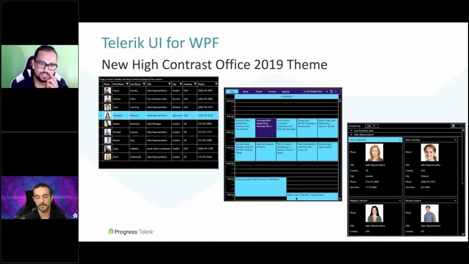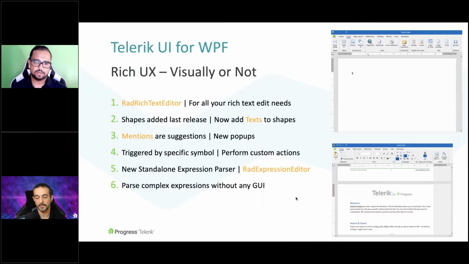This is new. We did a couple of different Office themes the last few releases, but again, if you have accessibility needs in mind, there's a high contrast theme now for Office 2019. So as you can see in some of the screenshots here, really high contrast colors that we're using across the grid, the scheduler, the card view. So take a look at that.